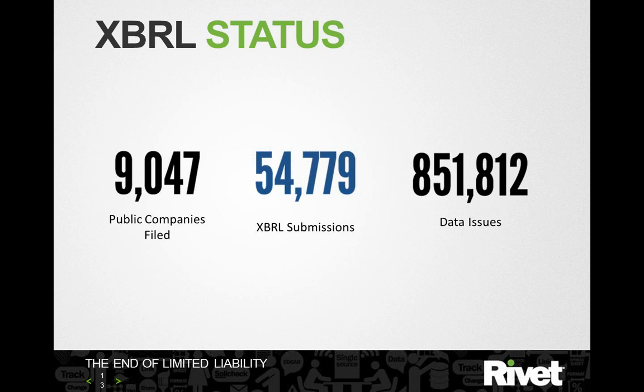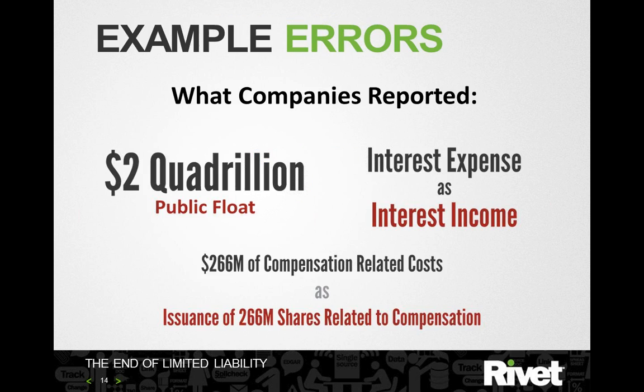Today, about 9,000 companies have filed, about 54,000 submissions, and at the moment we've seen about 851,000 problems. Obviously, this number seems quite large, but as we saw, probably over 400,000 of those relate to those three issues we just talked about, and they're pretty easy to resolve. It's just a matter of people focusing on them.